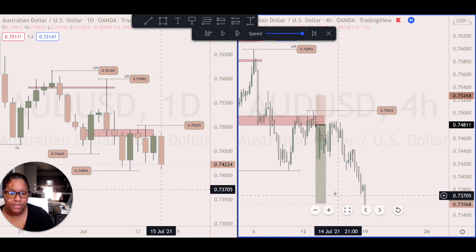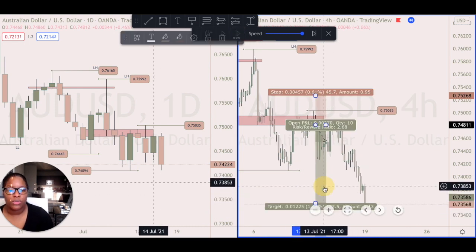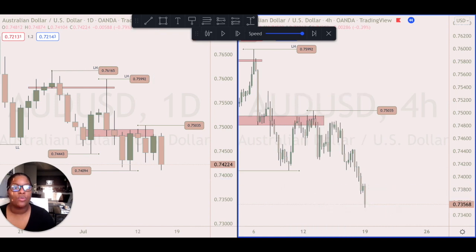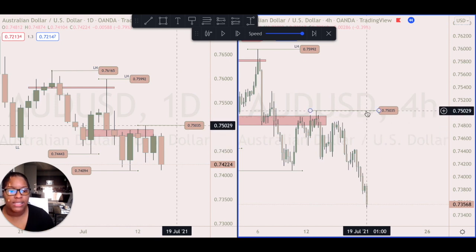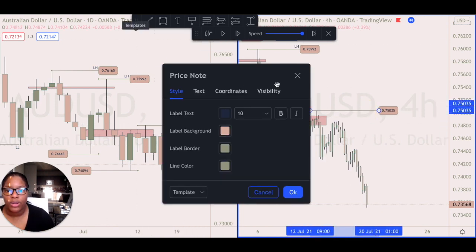Okay, now I'm out of this position too. This risk reward was 2.68. Now I'm out of this one. And let's do one more together. So now that I have a new lower high at 0.75035, and we're going to go ahead and name it.